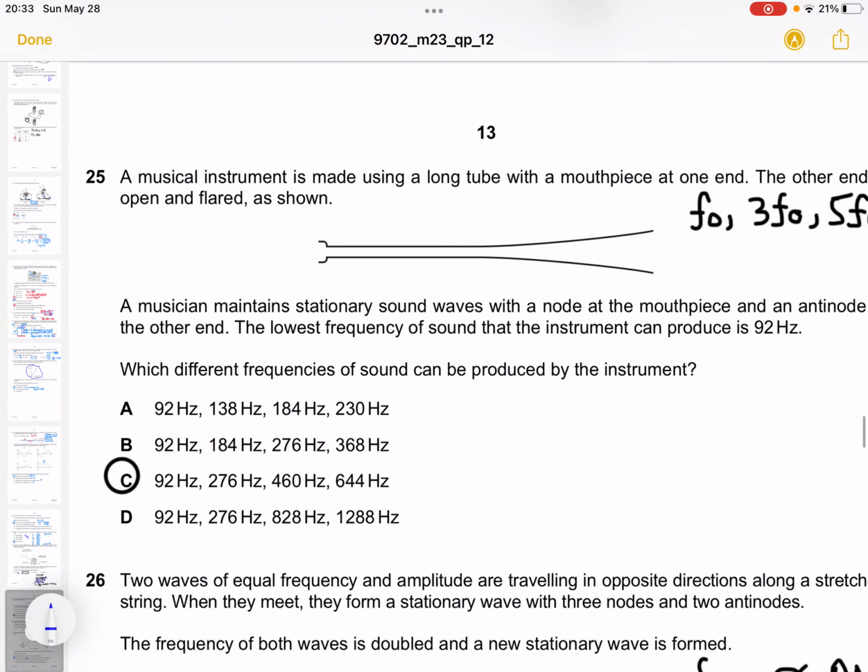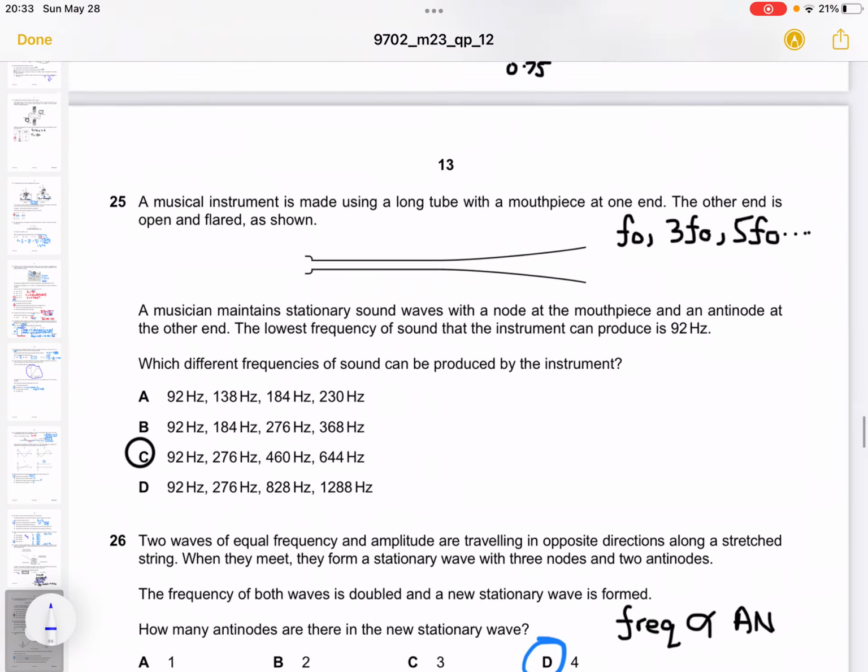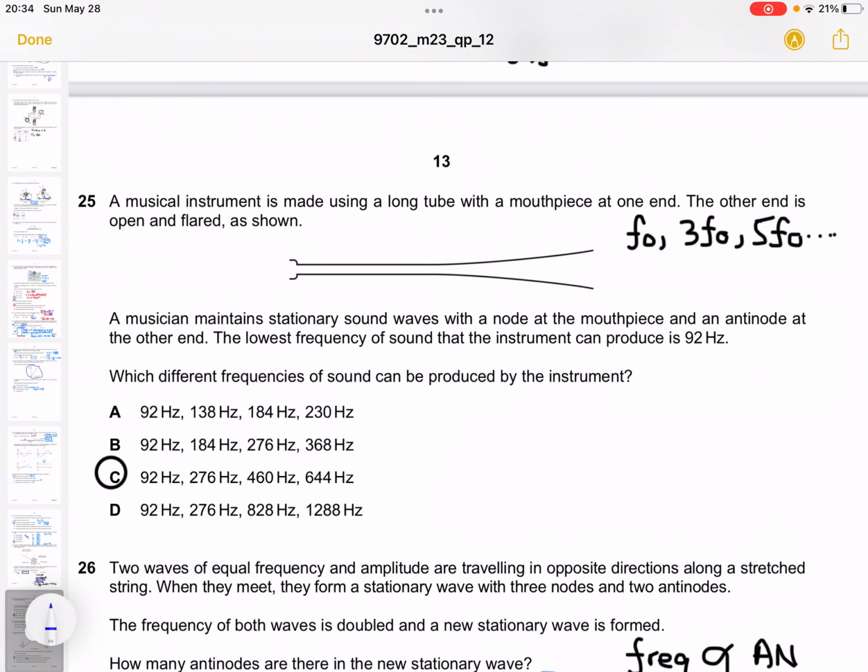Question number 25 says, that's a repeated question basically. It says that a mouthpiece makes an antinode at one end and node at one end. The basic frequency is 92 hertz. So what would be the frequencies produced? After analyzing the fundamental node, the first overtone, the second overtone, we find that the frequencies are odd multiples of the fundamental frequency. So C is the appropriate answer.